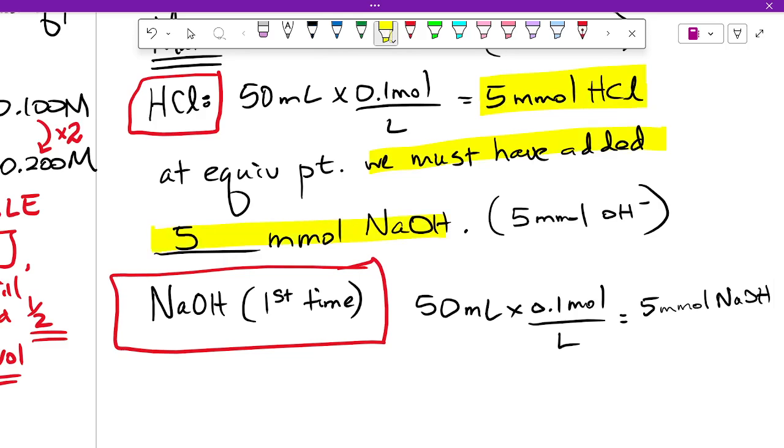How many did we add the first time? We added 5. Yay! That confirms what we predicted. Yes? How much NaOH do we need to add the second time to neutralize it?